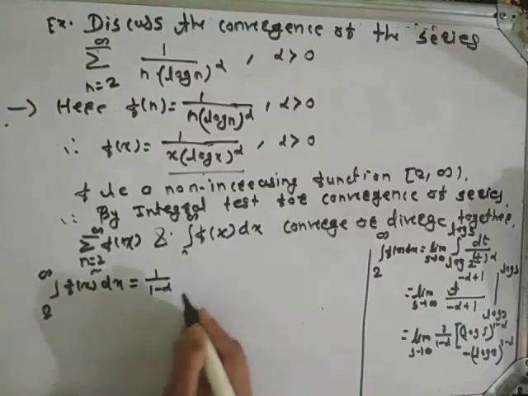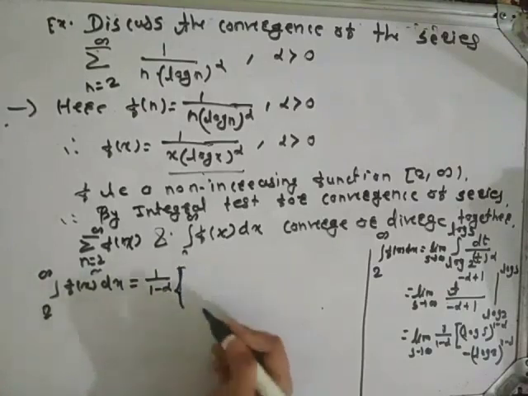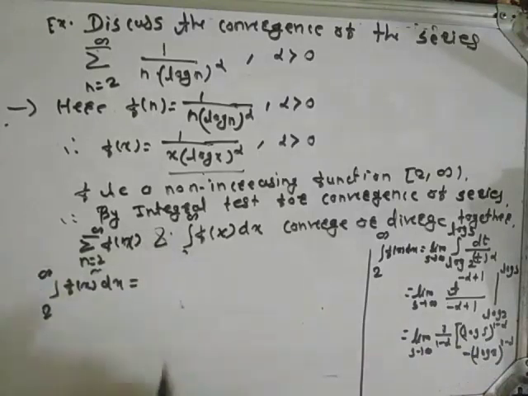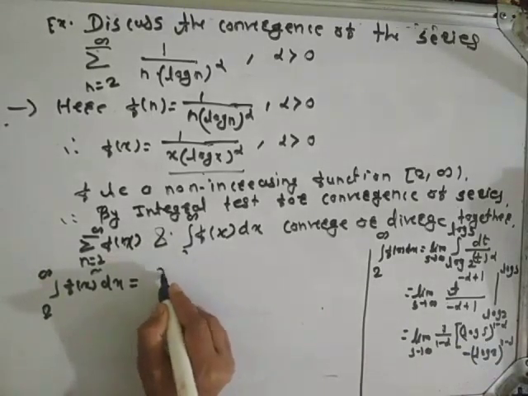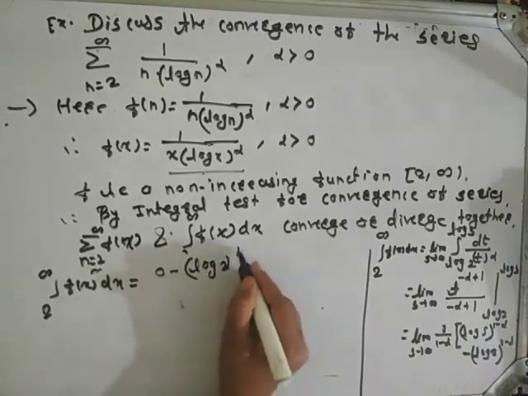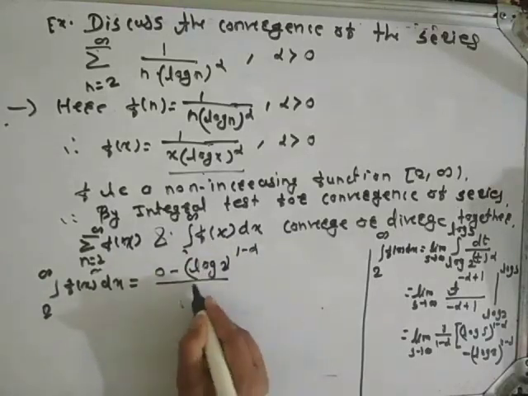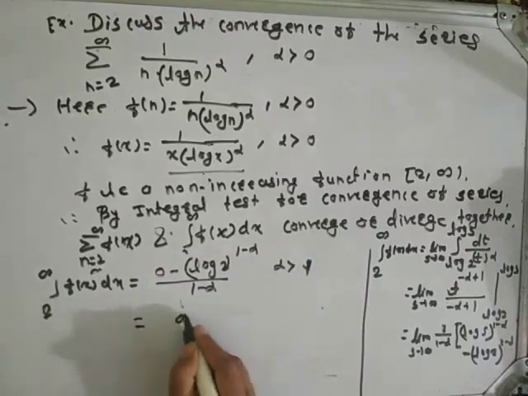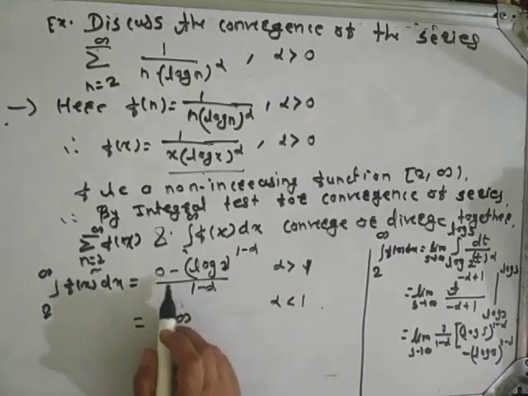So the integral from 2 to infinity of f of x dx, with 1 upon 1 minus alpha as a constant, is equal to 0 minus log 2 raised to 1 minus alpha upon 1 minus alpha when alpha is greater than 1, and which is equal to infinity when alpha is less than 1. Now the question arises, why is this?